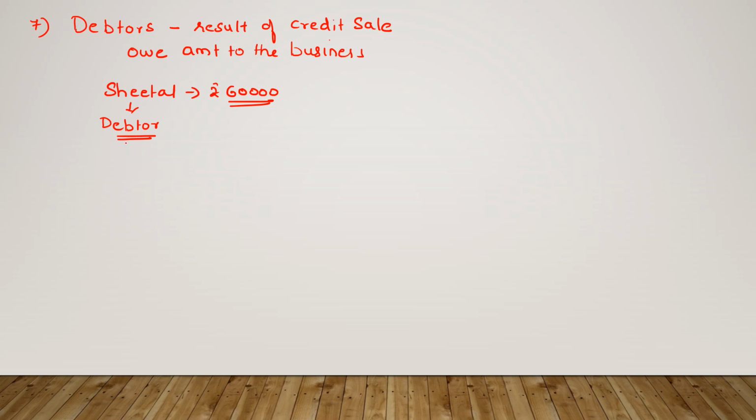Smita is the creditor for Sheetal because Sheetal has to pay Smita, whereas Sheetal is a debtor of Smita. So this is debtor. Now where do we classify debtors? Debtors, you can see that the payment is going to be received in the near future, in a very short period of time, maybe a month or two. And therefore, it is going to be classified under the current assets.